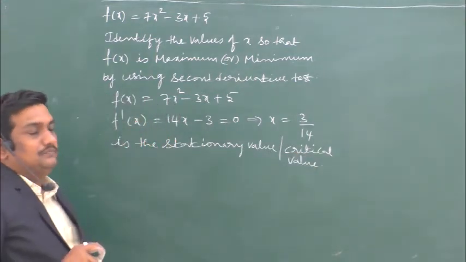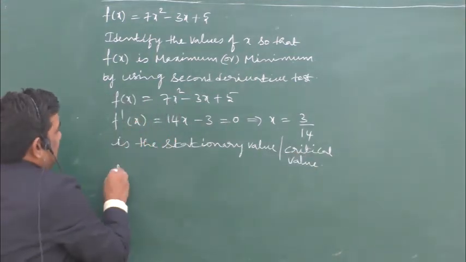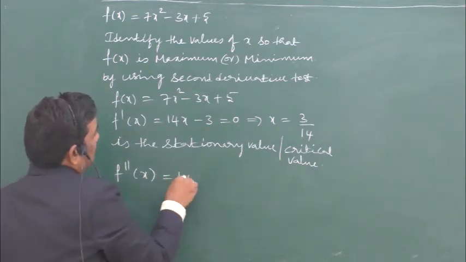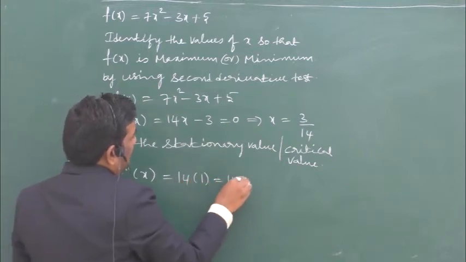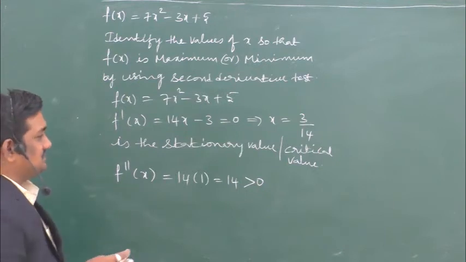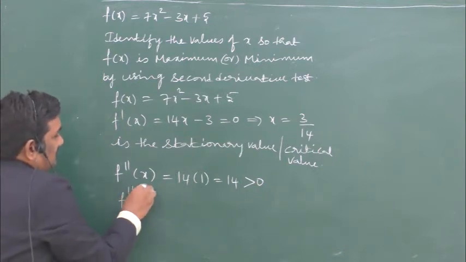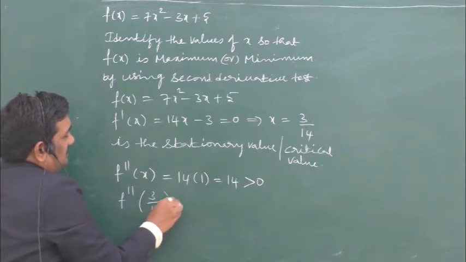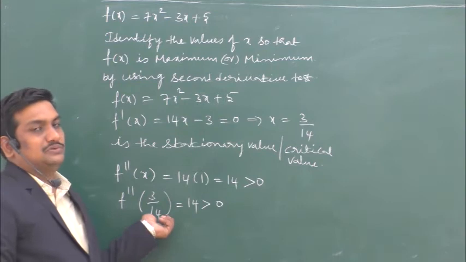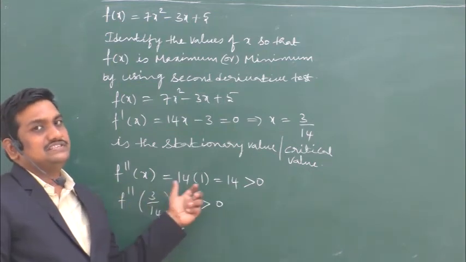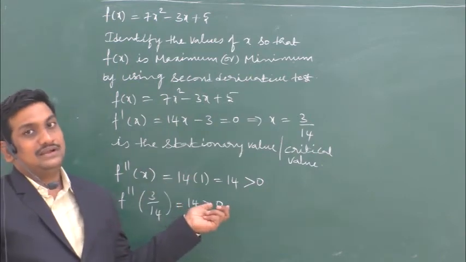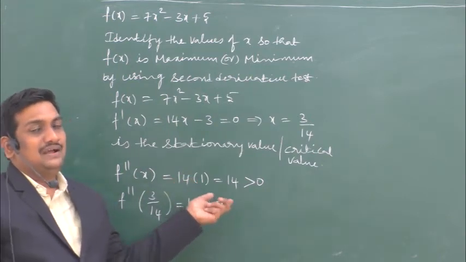Now find the second derivative. It is f double dash of x, which equals 14 into 1. It is 14 and it is a positive quantity. For any x value, it is a positive quantity. For the critical value 3 by 14 also, it is positive. So at this critical value 3 by 14, the second derivative is positive. Since the second derivative is positive at the critical value, you can conclude that the function has a minimum at this critical value.